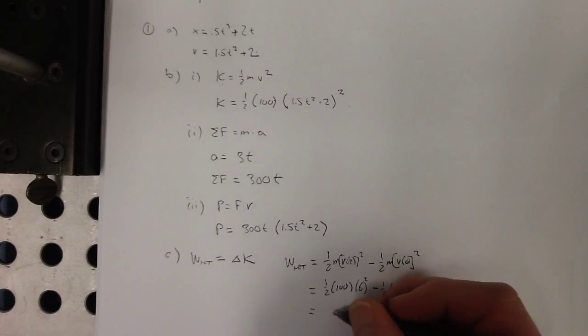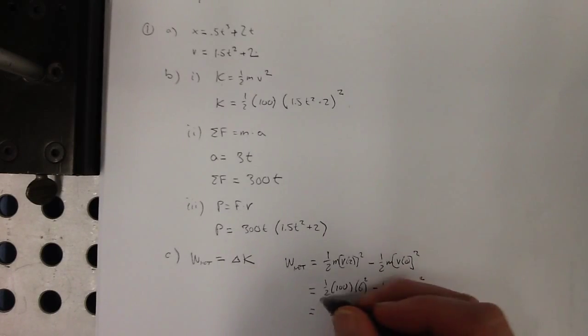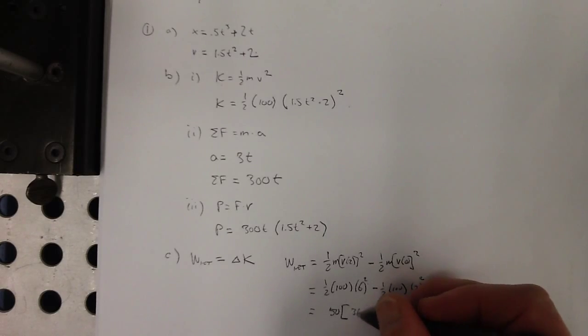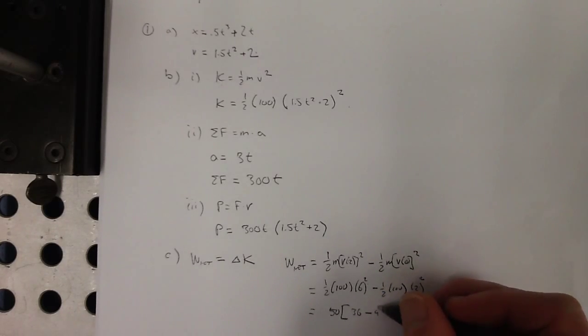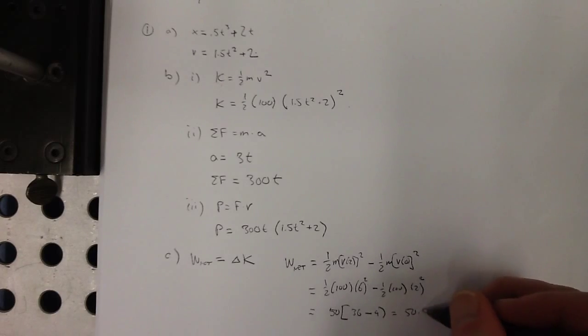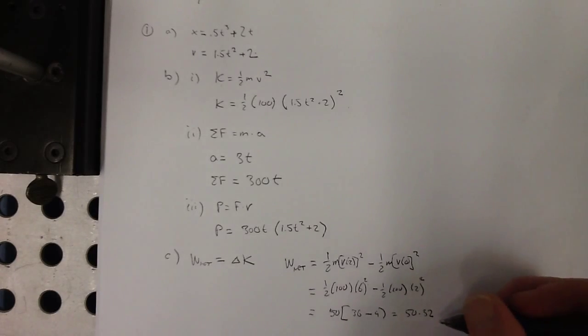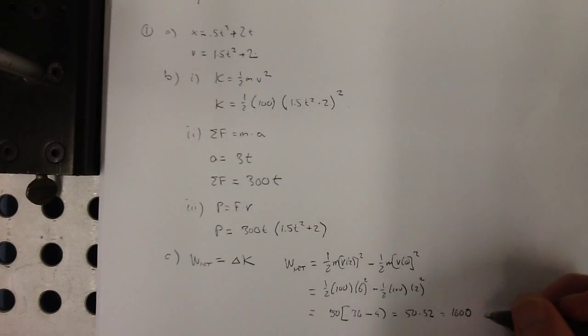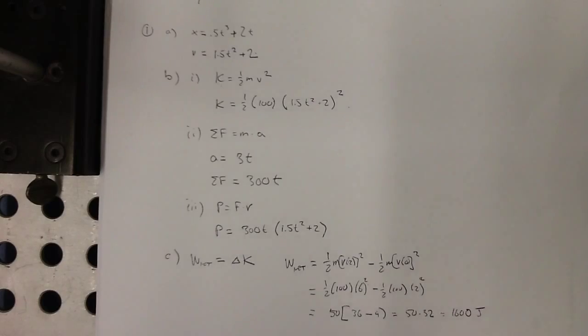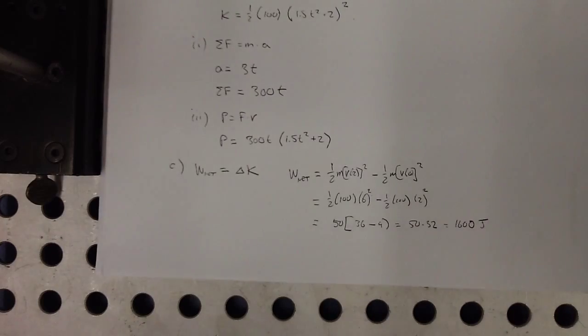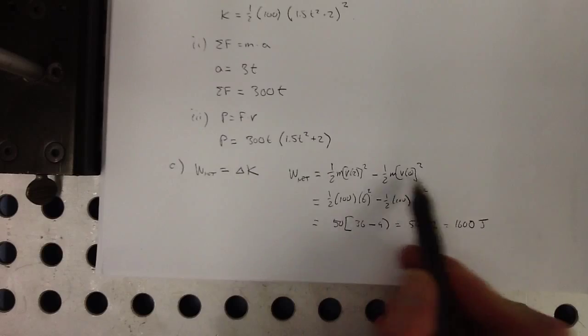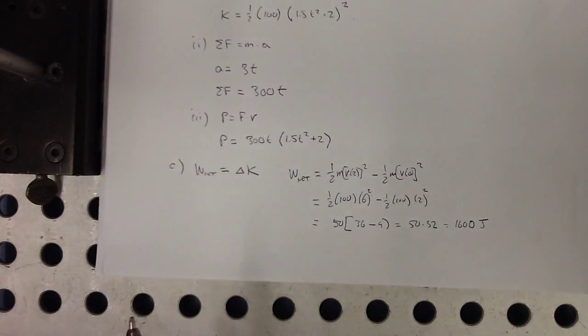So I've got, what's this? 50 times 36 minus 4. So 50 times 32. That's about 16, the right number of zeros. I think that's right. 1600 joules. And if I made a mistake in there, it's only for plugging numbers in and being careless. The concept is at least correct.